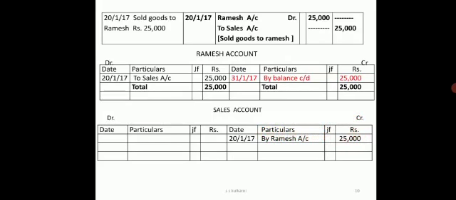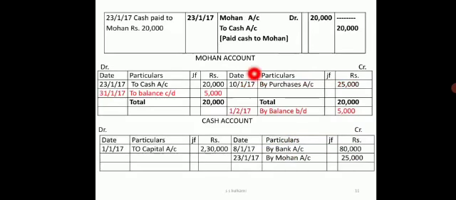Now we'll see the next journal entry. On 23/1 Mohan account is debited to cash because we have paid cash to Mohan.